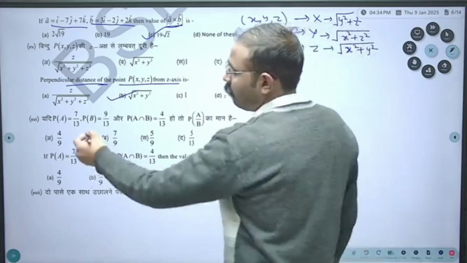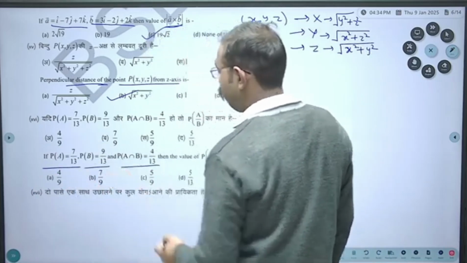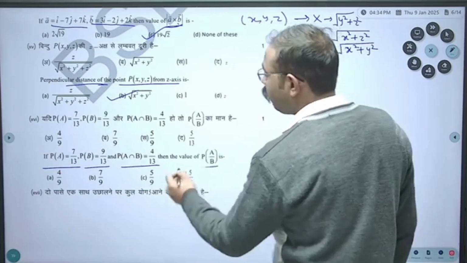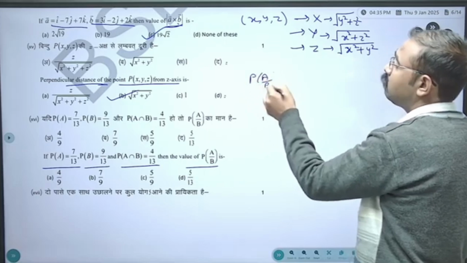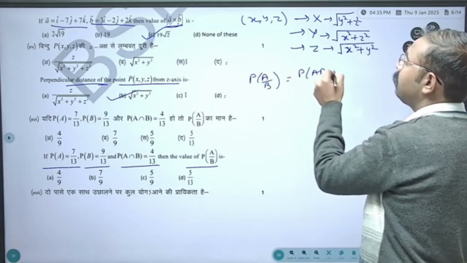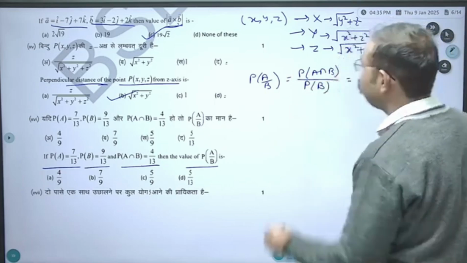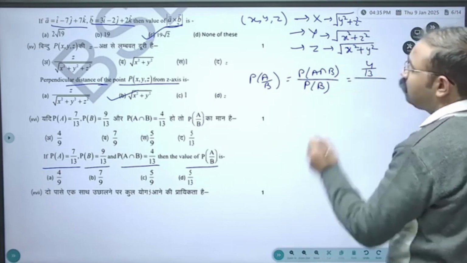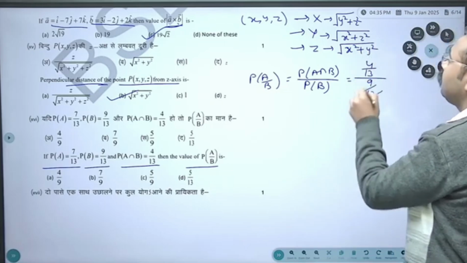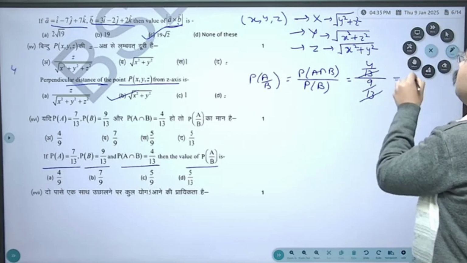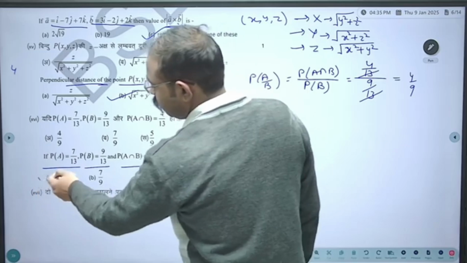Next is P(A) is given to us, P(B) is given to us, and P(A intersection B) is given to us. We have to find the value of P(A by B). Simply we know that P(A by B) is equal to P(A intersection B) upon P(B). Here the value of A intersection B is 4 upon 13, and P(B) is 9 upon 13. 13 and 13 cancel, 4 upon 9 is correct option.